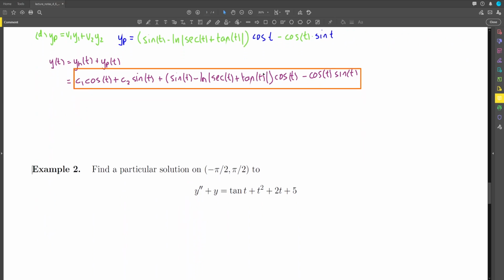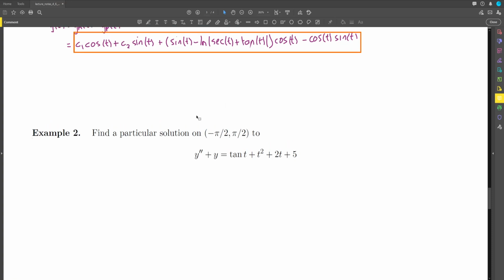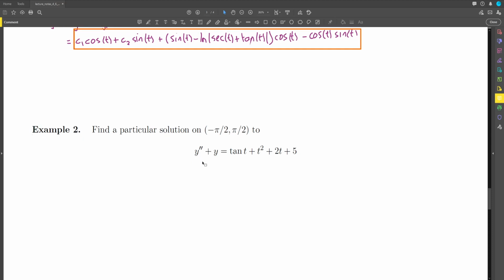Okay, now here's another example that builds on the previous example. So see that a particular solution is asked for the differential equation y double prime plus y equals tangent of t. So we only have to find a particular solution. One thing that we note here is that this part right here, that is exactly example 1.